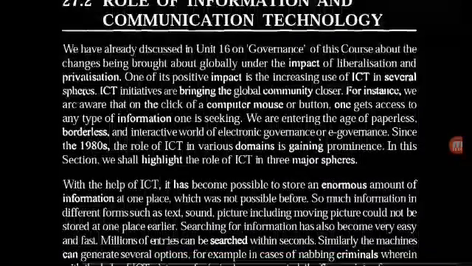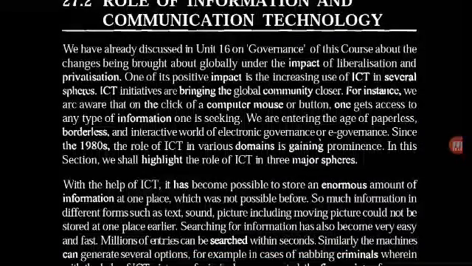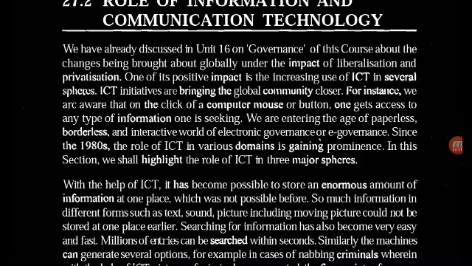Role of information and communication technology. We have already discussed in Unit 16 on governance of this course about the changes being brought about globally under the impact of liberalization and privatization. One of its positive impacts is the increasing use of ICT in several spheres. ICT initiatives are bringing the global community closer. For instance, we are aware that on the click of a computer mouse or button, one gets access to any type of information one is seeking. We are entering the age of paperless, borderless and interactive world of electronic governance or e-governance.